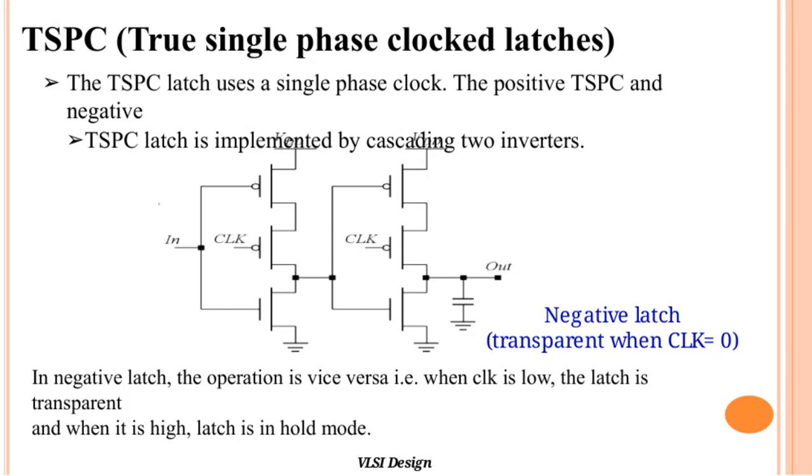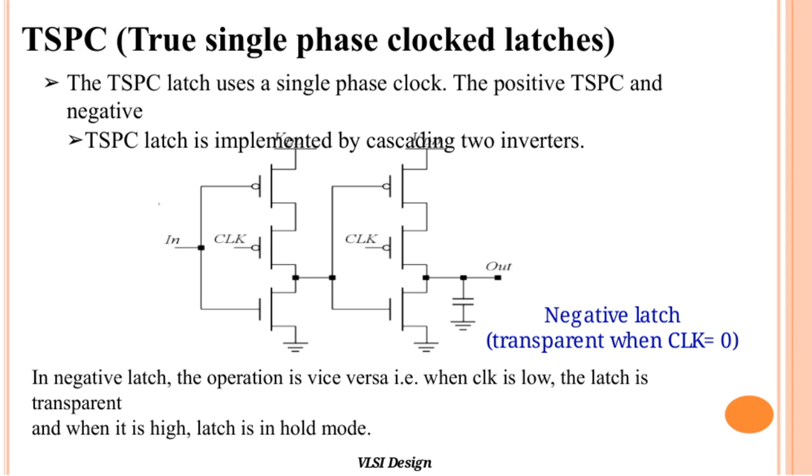Here we're looking at true single-phase clock latches, or TSPC latches, which are widely used in VLSI design. The key feature of the TSPC latch is that it operates with a single-phase clock. This simplifies timing and control compared to using multiple clock phases. Now focusing on the negative latch, it behaves oppositely to what you might expect. When the clock is low, the latch is transparent, meaning it passes the input through to the output. When the clock goes high, the latch holds its value, effectively storing the data.